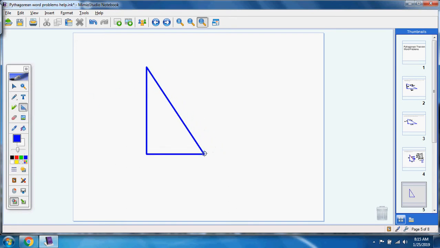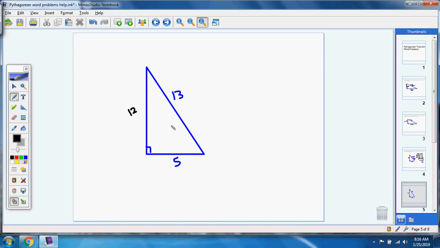Another way to set it up is, okay, if you know the ladder is 13 and you know this is 5, will it reach that height up there? So this would be the triple idea. If that's 13, this is 5, this would have to be 12. So it means the highest point that the ladder could go is only 12 feet.